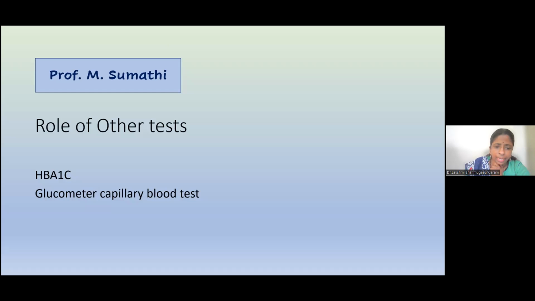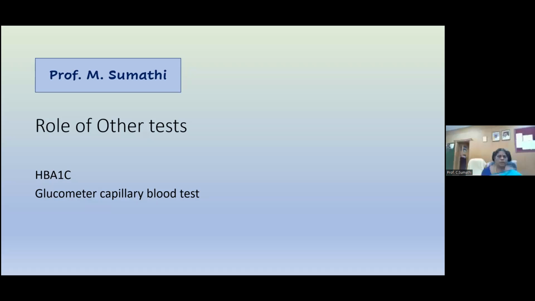Smriti madam, can we just have your views on other tests? Because we had Dr. Deepti very eloquently telling us how the HbA1c makes so much of an impact on anomalies. Can we use this as a test to diagnose GDM, madam?